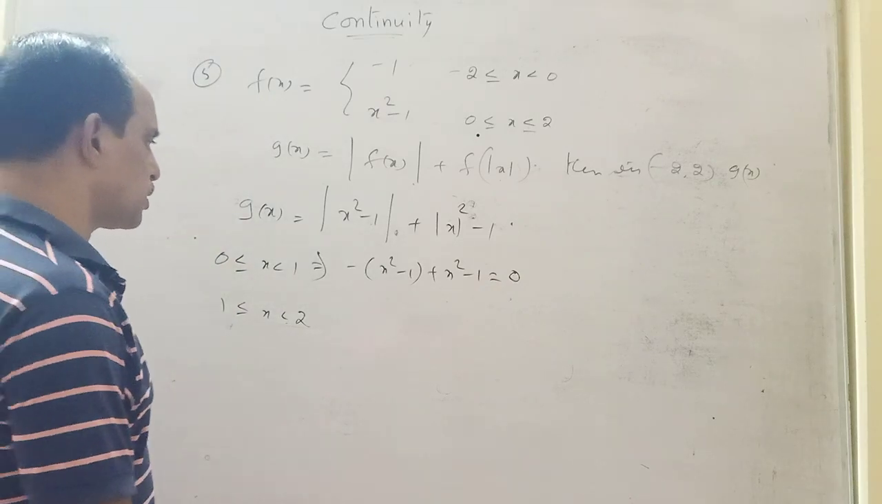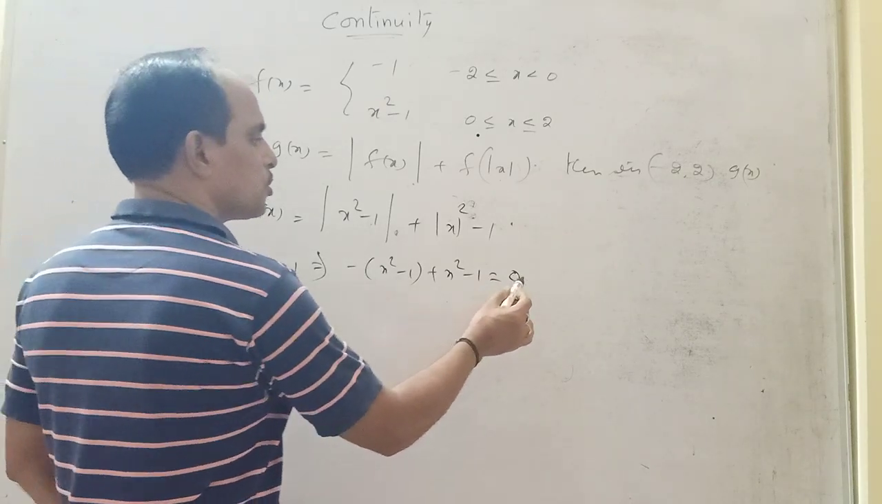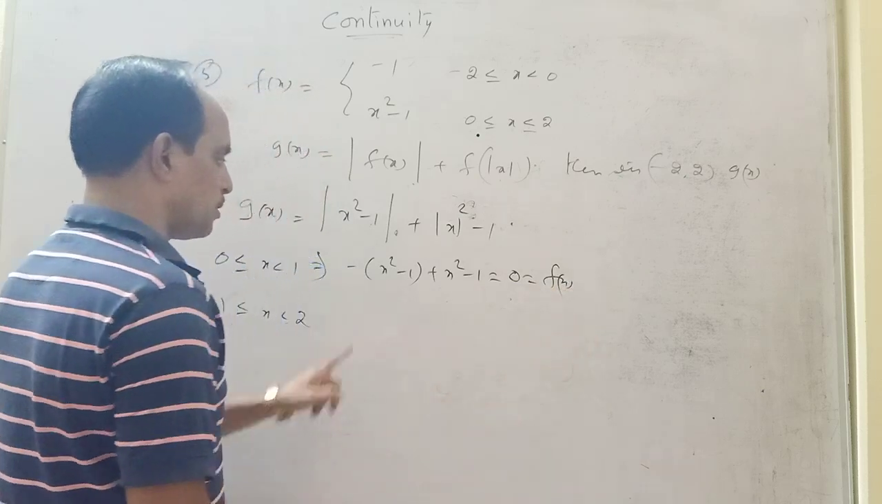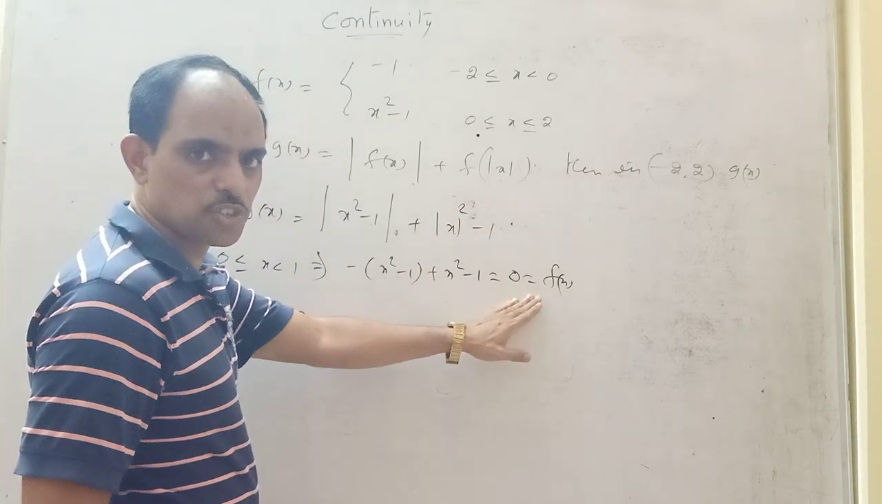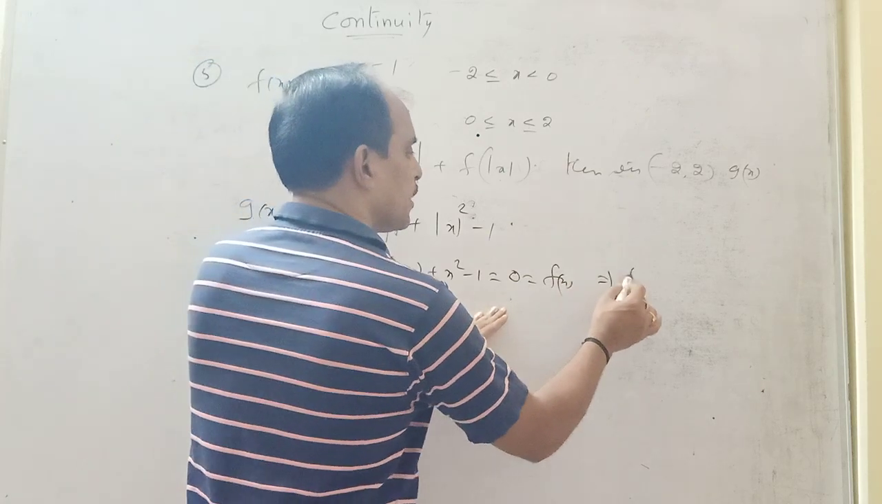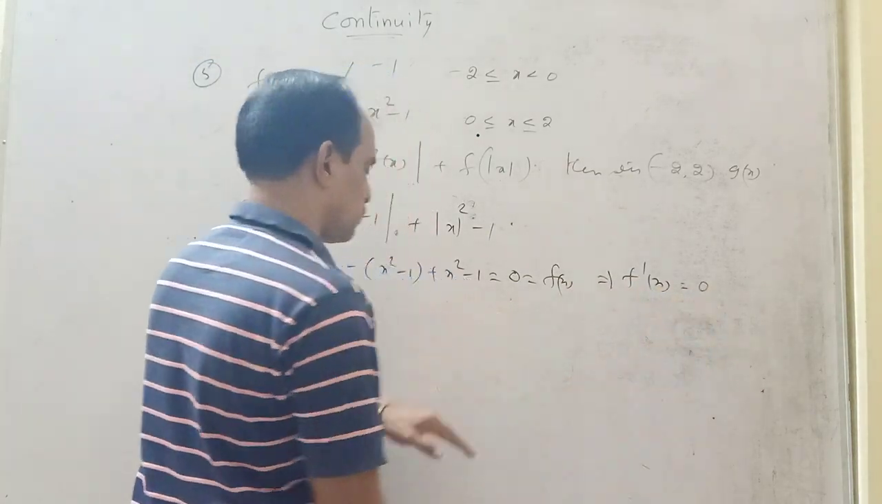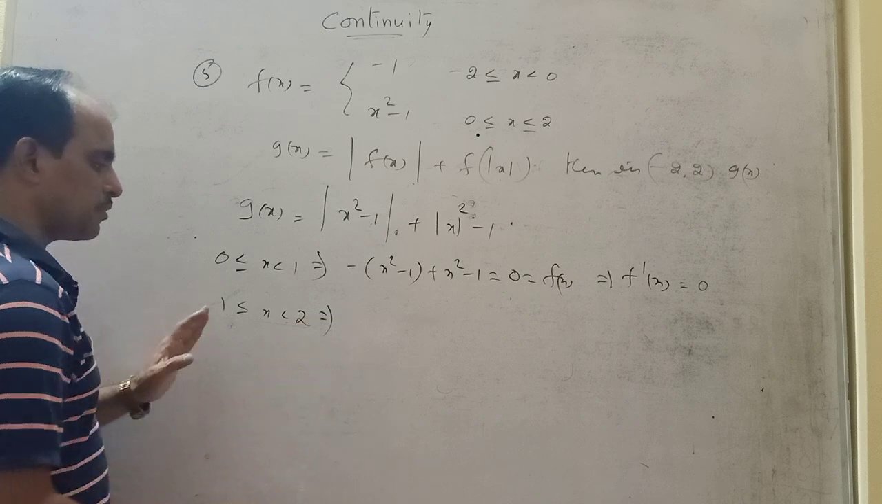Okay. So what about the function? Function will be 0. F of x is equal to 0 only. Minus x square plus x square, it cancels, minus 1 plus 1. Function is 0. Okay. Now what about f dash x? It is also 0.